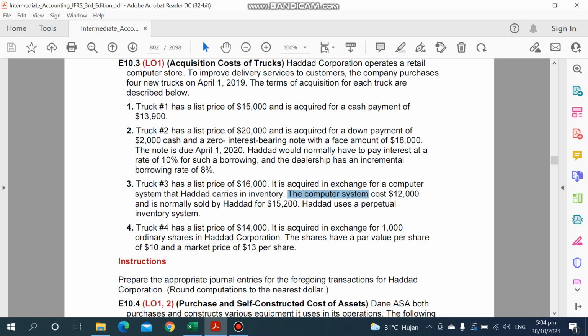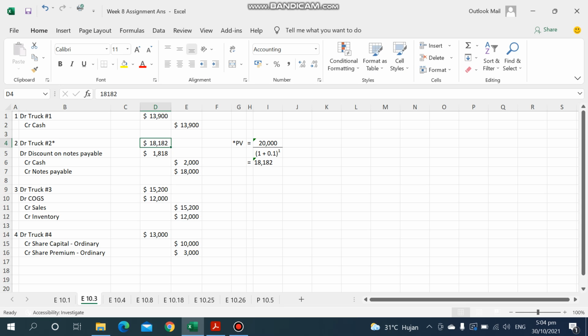So which one should we record, 16,000 or 15,200? Of course, the 15,200, because this is the fair value of our asset that we want to exchange. So remember, we will use the fair value. This is just like we sell the computer system to get the truck. So that's why we will debit truck number 3, 15,200, credit sales 15,200. And then because we are using the perpetual system, we also debit COGS and credit inventory of 12,000.